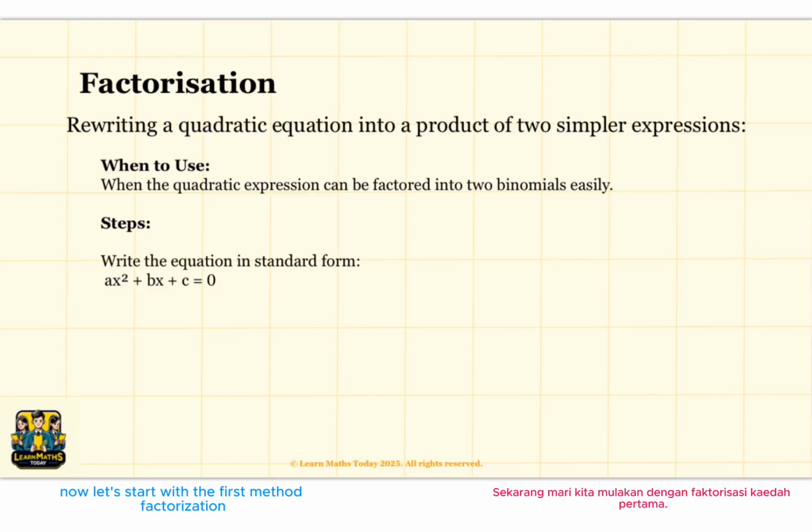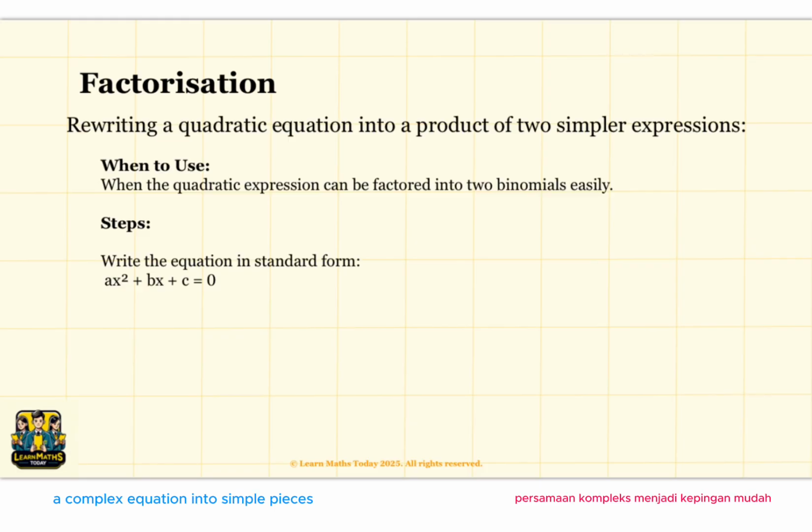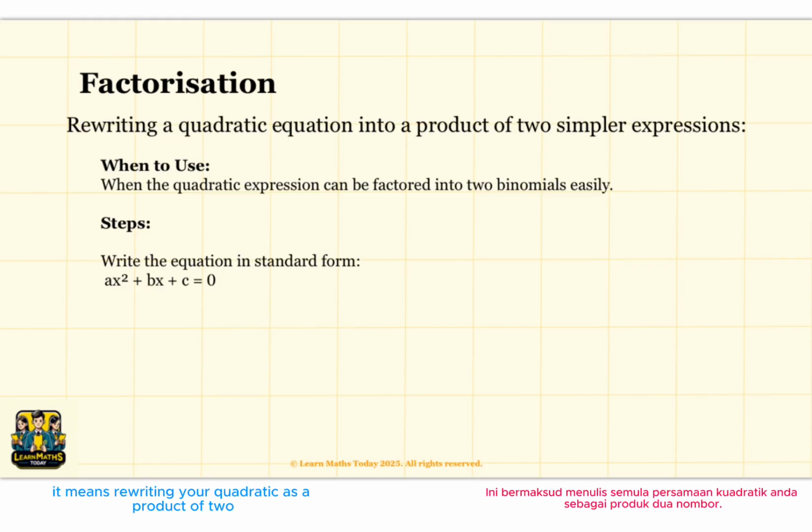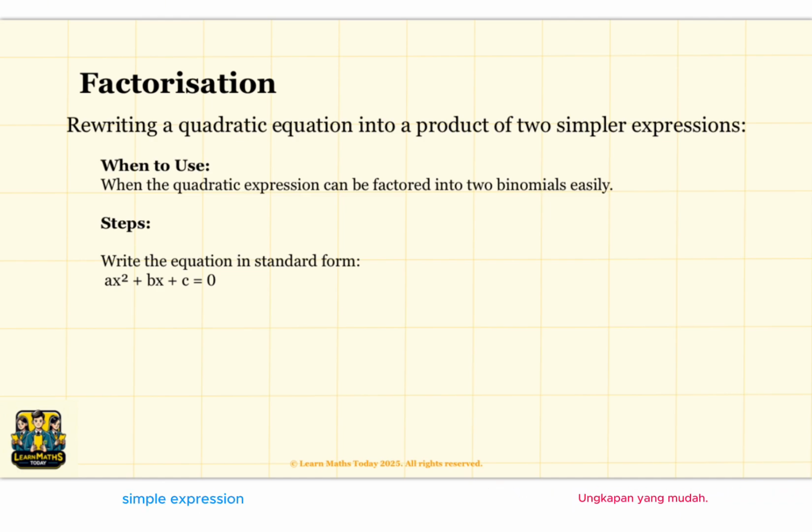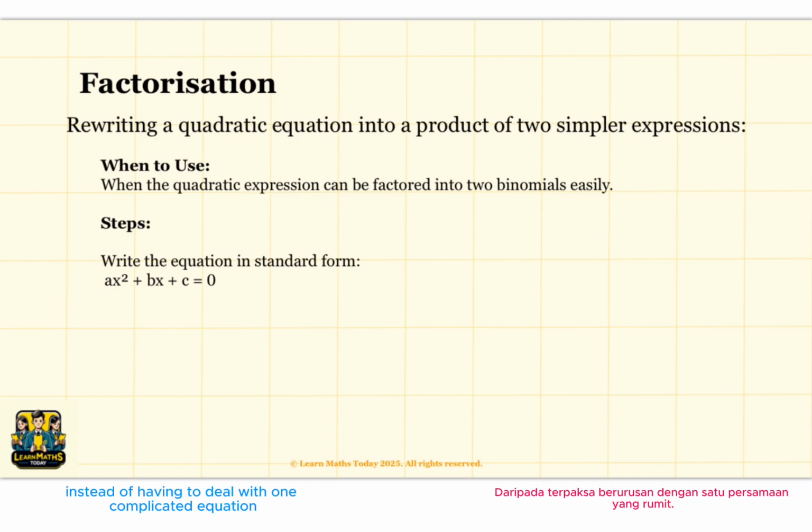Now let's start with the first method, factorization. Factorization is about finding clues to break down a complex equation into simple pieces. It means rewriting a quadratic as a product of 2 simple expressions. Instead of having to deal with 1 complex equation, you get 2 easy ones.